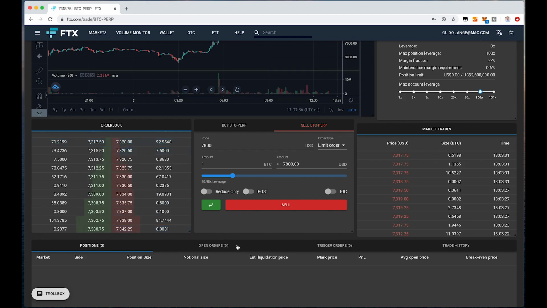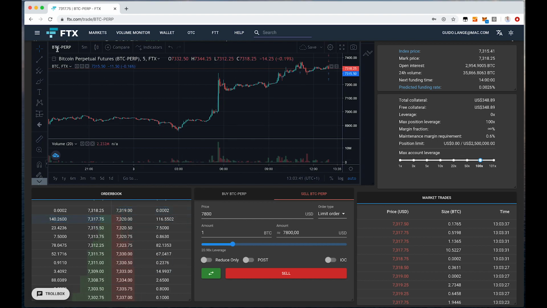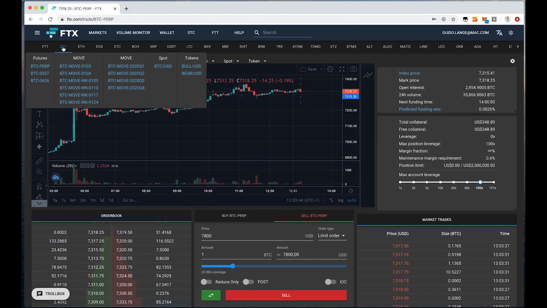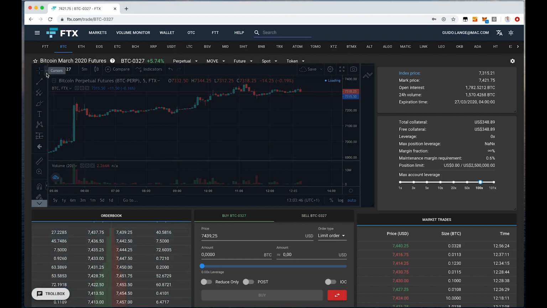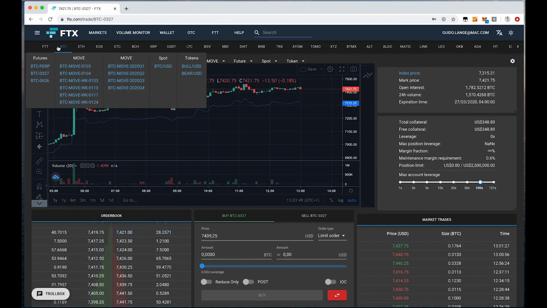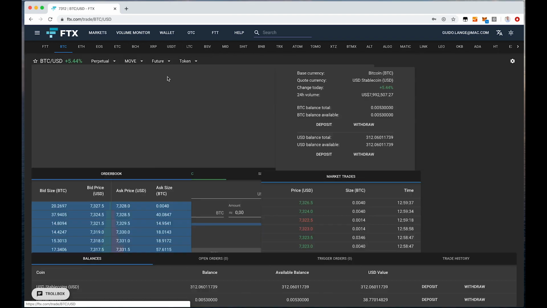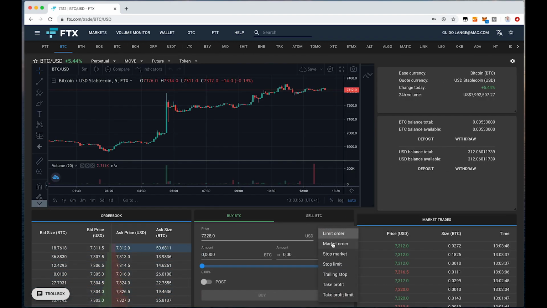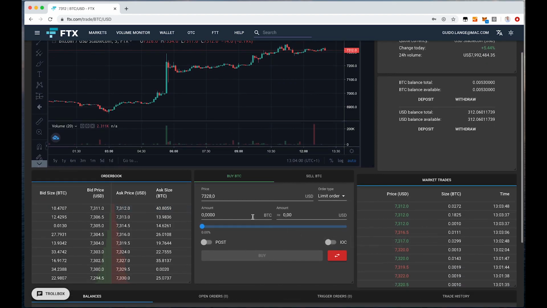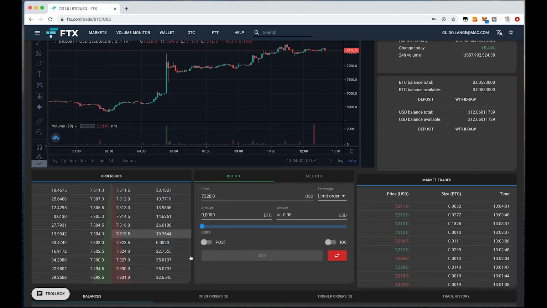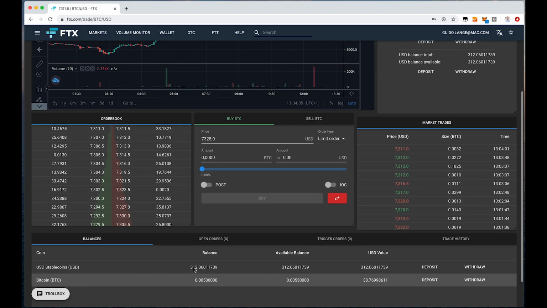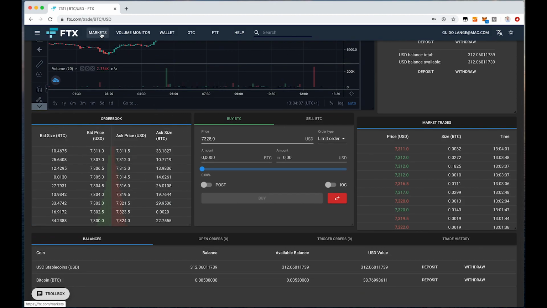So that's how you enter an order for a perpetual contract. It would be basically the same for a contract with an expiration date, as you can see. And if you want to buy spot, it's also the same. You can do a limit or market order and so on. So that's how you enter a position, the different order types you have.